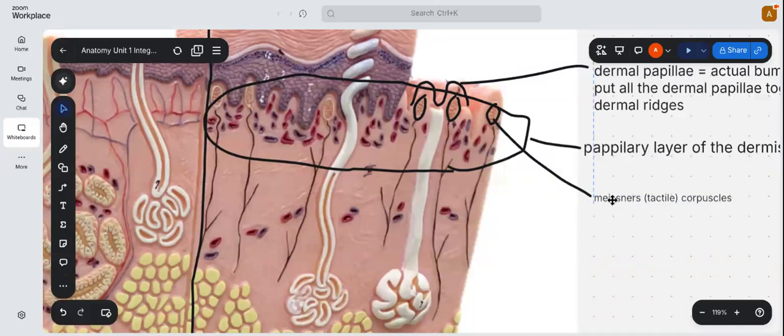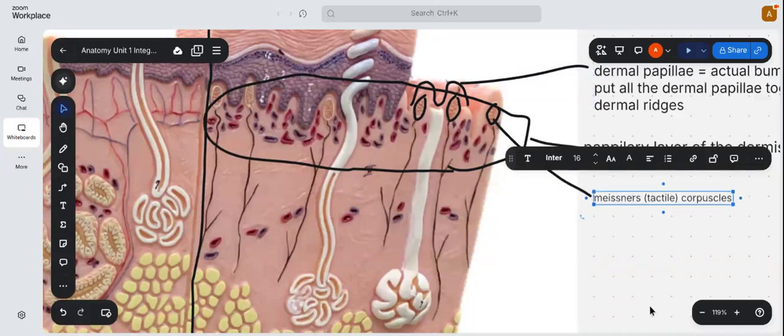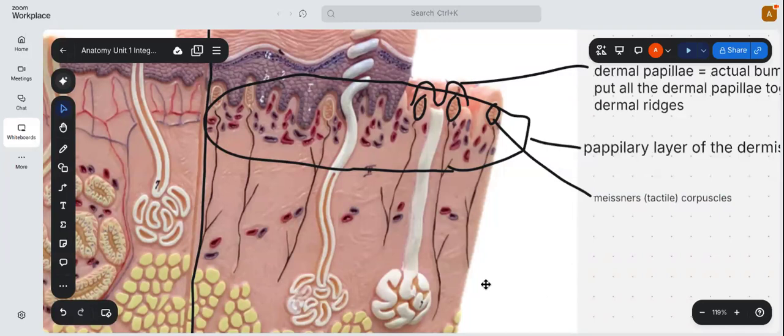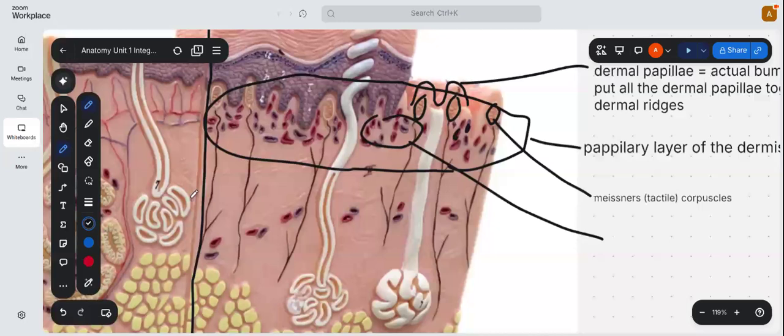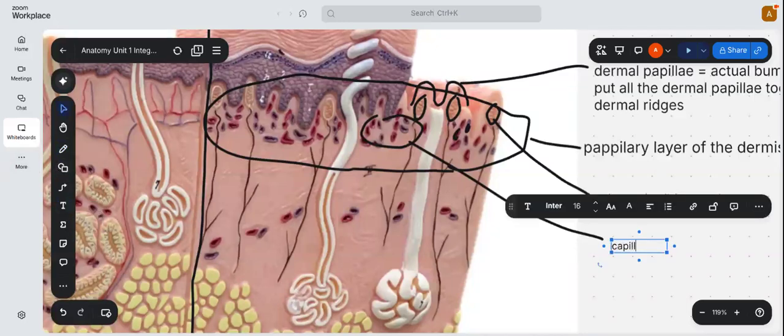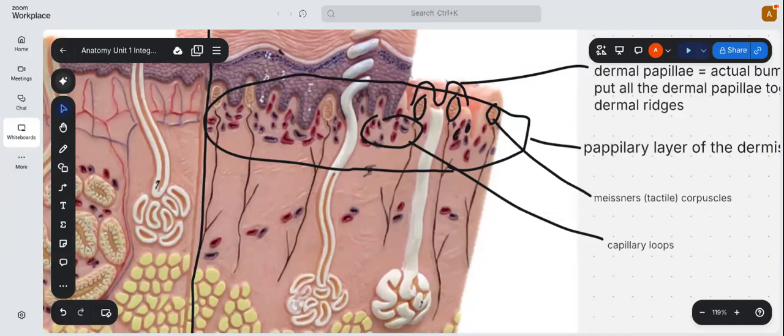All right, and then finally, the very last thing about the papillary layer is going to be your capillary loops. Capillary loops is going to be all of these little red and blue circles that you see over here. So like all of these capillary loops. All right, that is everything for the papillary layer.